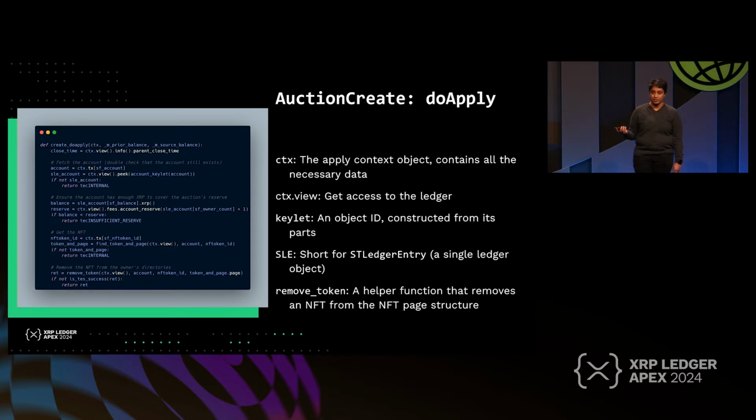And then we get the NFT. And previously, we already checked that the NFT exists in pre-claim. So if it doesn't exist, then clearly something went wrong again. So we want to be throwing another internal error. And then we want to remove the NFT from the account's owner directory, because we want to stick it into this object, so that they can't sell it to someone else while the auction's going on. You're essentially putting this NFT in a bit of an escrow while the auction's going on. You can think about it that way.